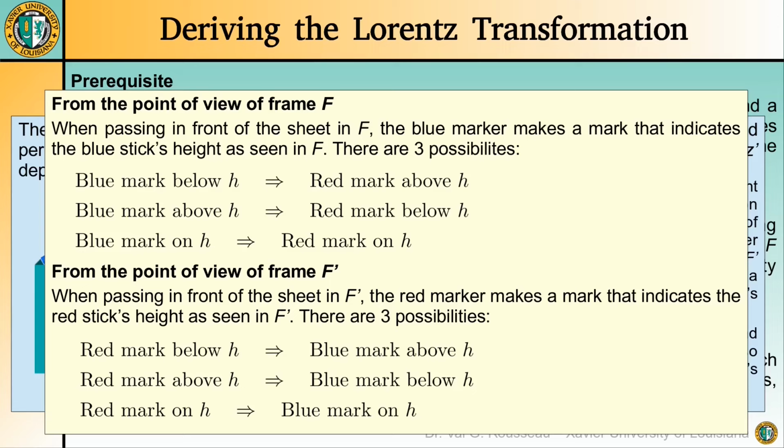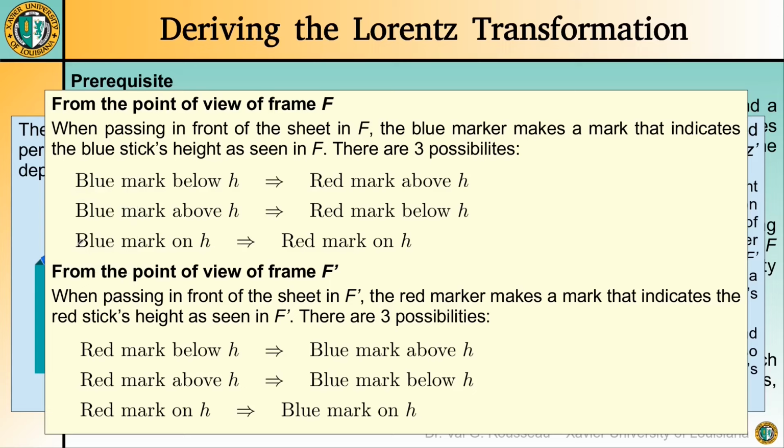So, let us analyze the situation from the point of view of F. As we mentioned, there are three possibilities. If the blue mark on F's paper is below h, then it implies that the blue marker is below the red marker, since the red marker in F is at height h. So, the red mark on F's paper must be above h.